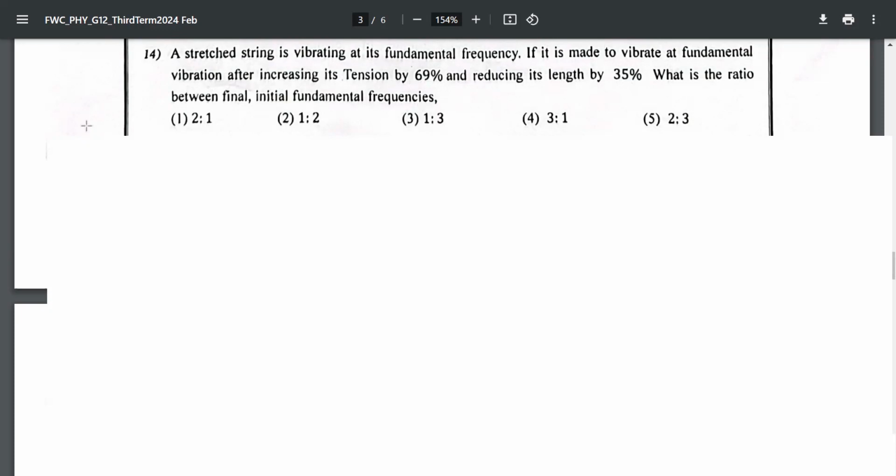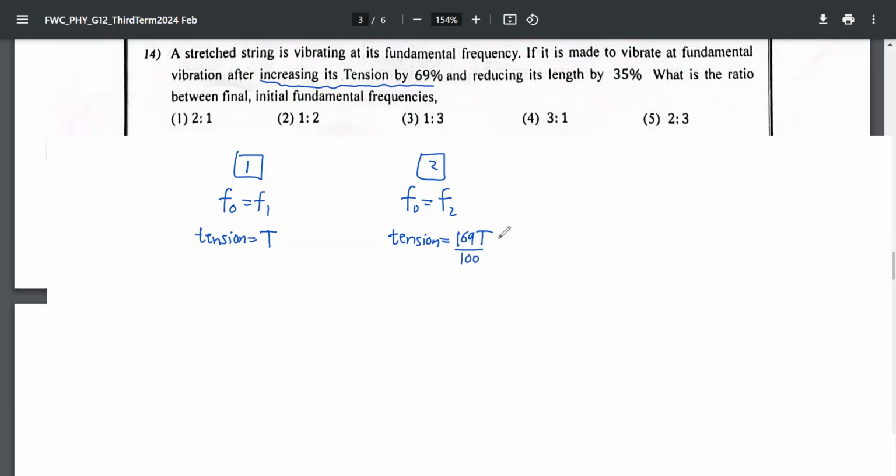First of all, situation 1, situation 2. In situation 1, let's take the fundamental frequency to be F1. Situation 2, let's take it as F2. In situation 1, let's take the tension equal to T. Then in situation 2, what is the tension? Increasing its tension by 69%, so it has to be 169 T over 100. For the time being, let's put it as 1.69 T.